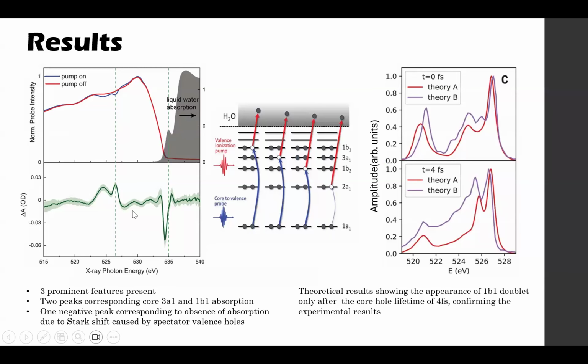Now the very important thing to see over here is that 1B1 is not a doublet, it's a singlet, and there's just a single peak over here. And apart from that, we have this negative peak. It's another feature of the pump, which although not relevant, I can still explain.